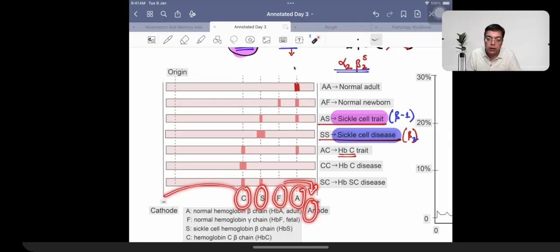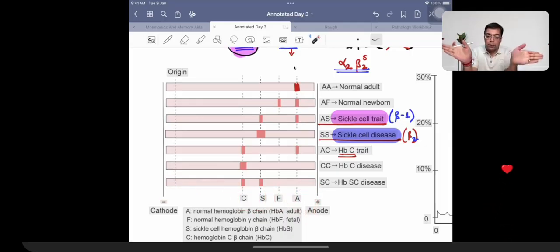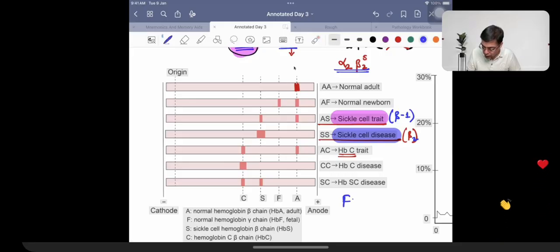Hemoglobin C is near the cathode. A is near the anode, C is near the cathode. This is easy. A goes with anode, C goes towards cathode. F is fast, so it goes faster towards anode. S is slow, the slow one is towards cathode. Remember it like this. F and A go towards anode fast.